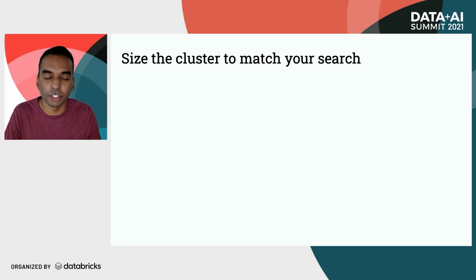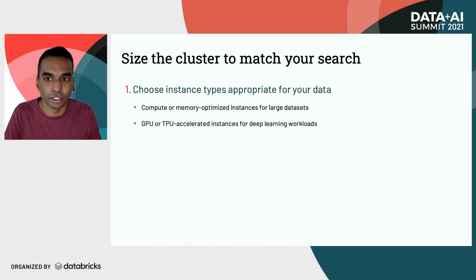First, you'll want to consider using instance types that are appropriate for the problem at hand, because shared or general purpose clusters will typically struggle with specialized workloads. For example, you might want to use compute optimized clusters for data intensive algorithms or a GPU accelerated cluster for deep learning workloads.